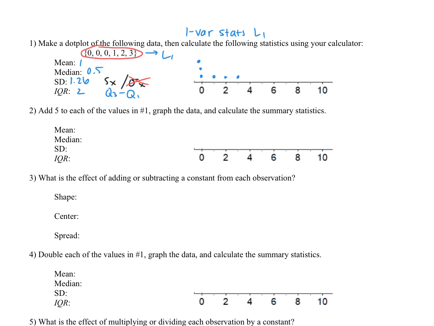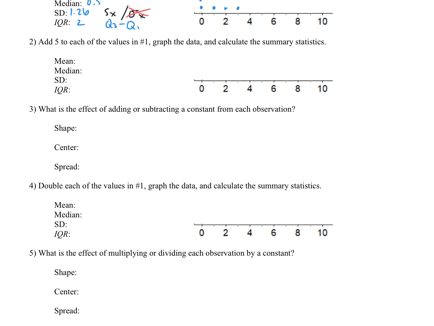Okay. Here's what you're going to be doing in a minute. Half of you are going to do 2 and 3. You're going to add 5 to each of those numbers, and then you're going to find the mean, median, standard deviation, IQR. The other half of you are going to double each value from number 1 and graph the data and find the summary statistics again. What I care about is add 5, calculate the statistics, and then I want to know in general, what does adding a constant do?